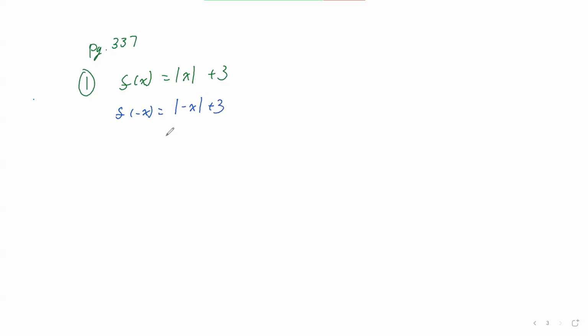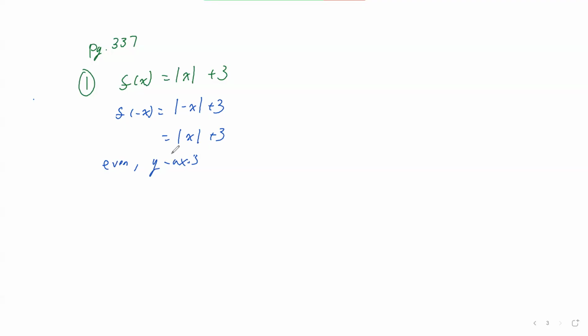I know all absolute values will end up just being positive anyways, so I can see I got the original function. That tells me it's an even function, but it also tells me that it is symmetrical around the y-axis. So we know that even and y-axis are the same, odd and origin are the same. So if it's even, it's over the y-axis.